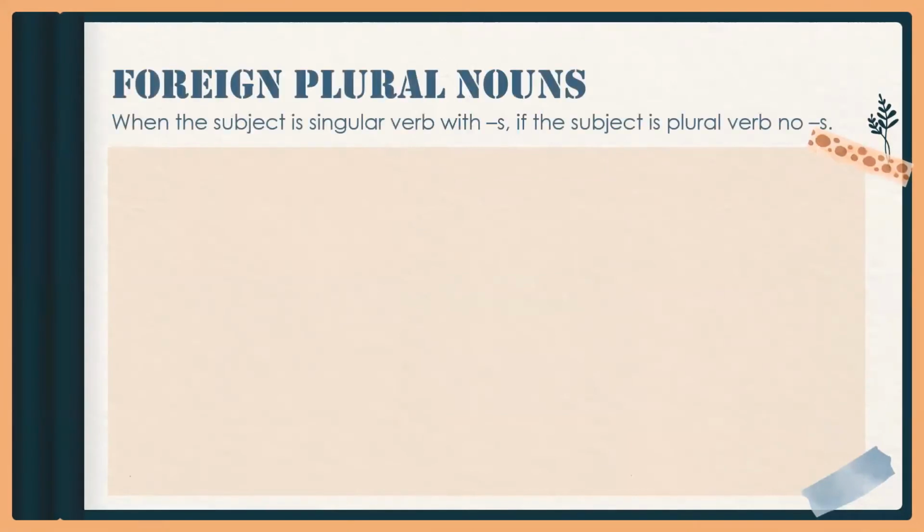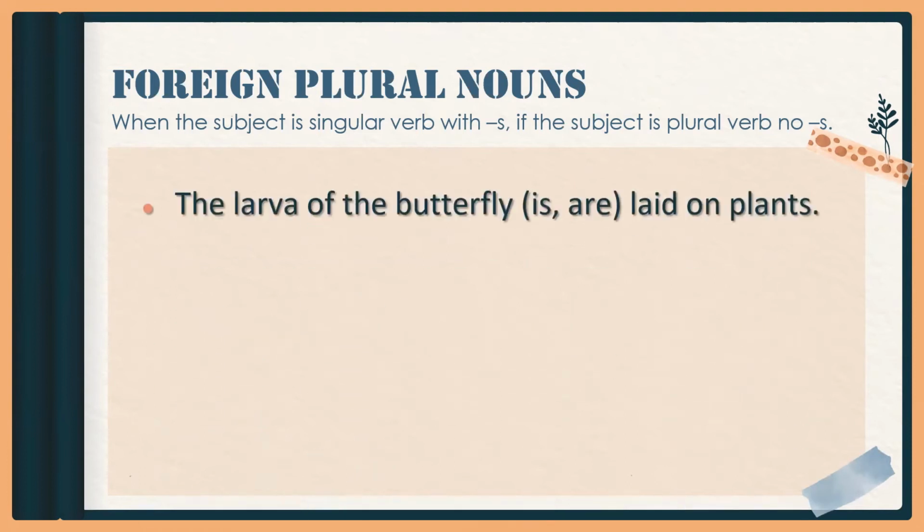Now, let us move on to the foreign plural nouns. Again, this follows the irregular plural noun rules because when the subject is singular, use verb with s. But if the subject is plural, verb no s. Example, the larva of the butterfly are laid on plants. Here, our subject is the word larva. And let us identify. Let's go back to the rule. Which rule best applies to this one? Very good. To make this one into its plural form, add e. Definitely, larva is singular, so our verb should be is.